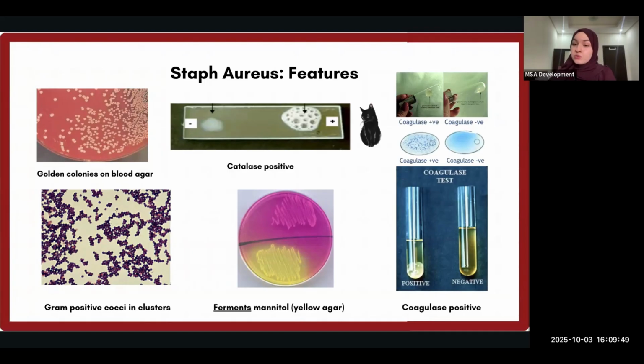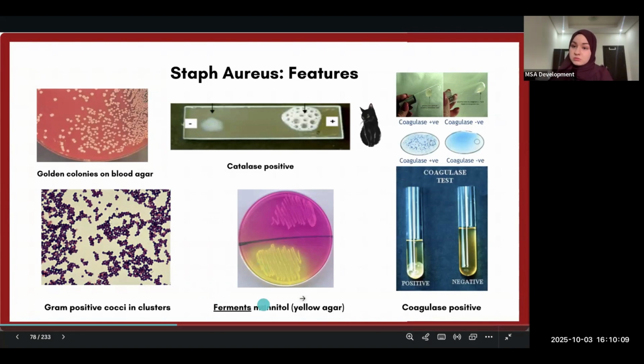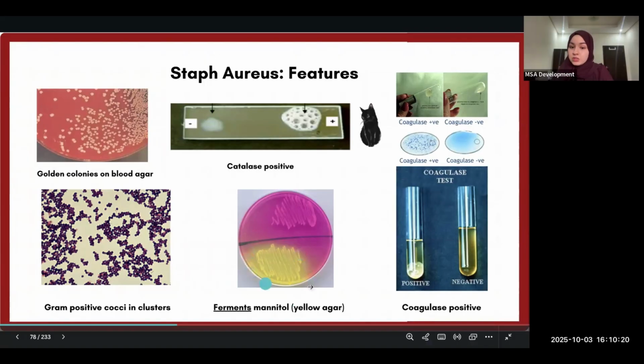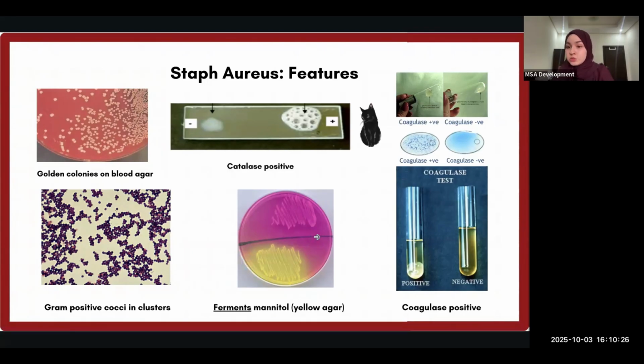Now, for another agar, we have mannitol salt agar. Mannitol salt agar is both selective and differential. It's selective because it only allows Staph species to grow. And that is because of the salt, the NaCl. It's differential because it differentiates the different species of Staph based on their ability to ferment mannitol. So if it ferments mannitol, it will become yellow. If it doesn't, it'll remain pink. So Staph aureus ferments mannitol, so it's going to be yellow. So over here, which one is Staph aureus? The yellow. The other one does not ferment mannitol, which would be Staph epidermidis. So it differentiates those two species of Staph.